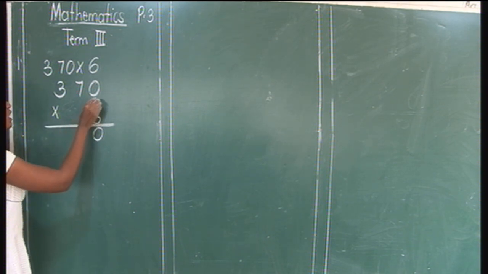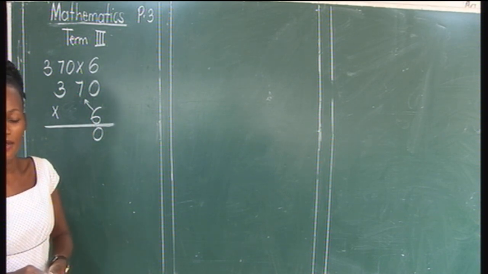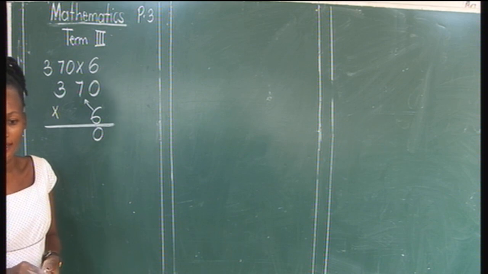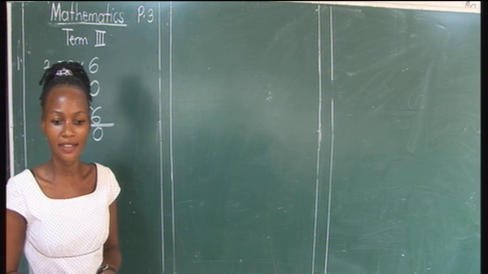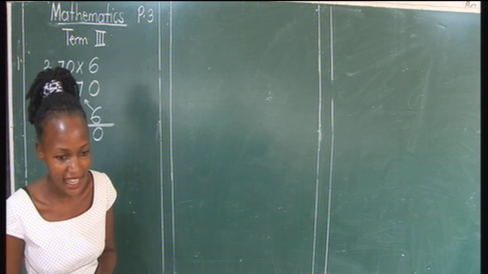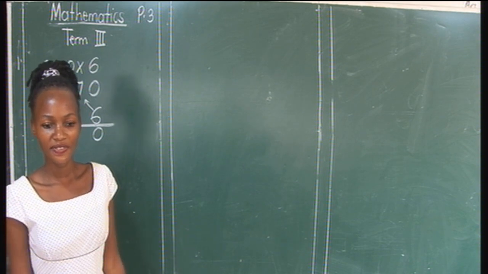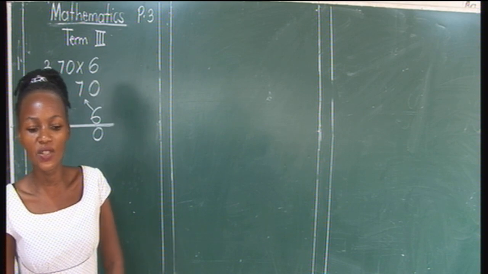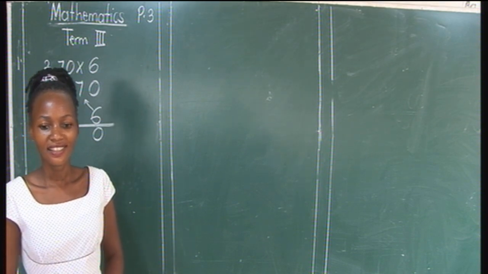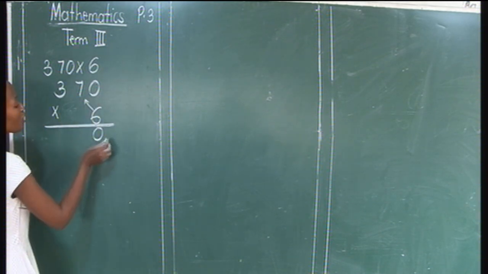Now you come to the next place value. Here you have 6 times 7. 6 times 7, what do you get? Hey, that's why I told these people to master tables. 6 times 7, what do you get? Okay, we shall have 42.